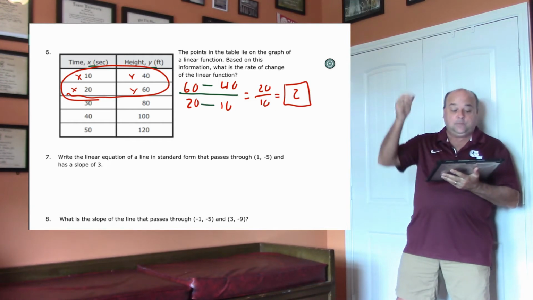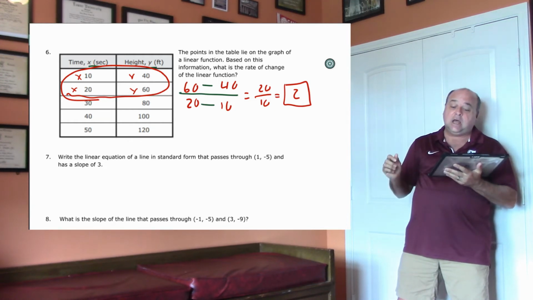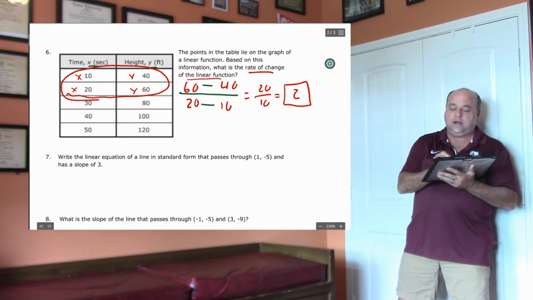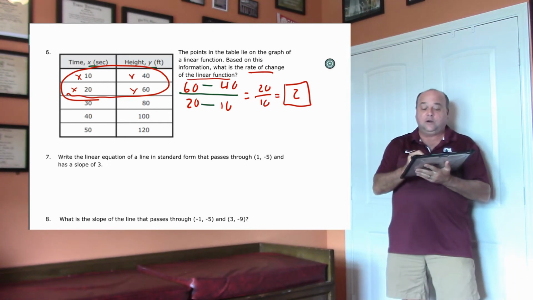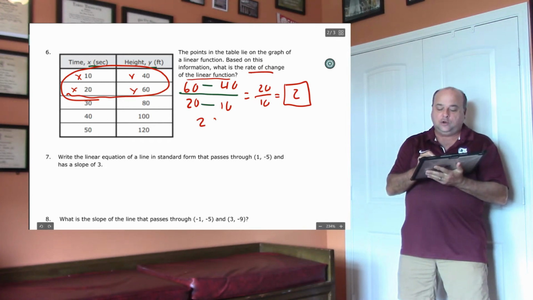And that would be height per second, right? Piece of cake. That's all they want to know is the rate of the linear function. So the rate of the linear function would actually be 2 feet per second.